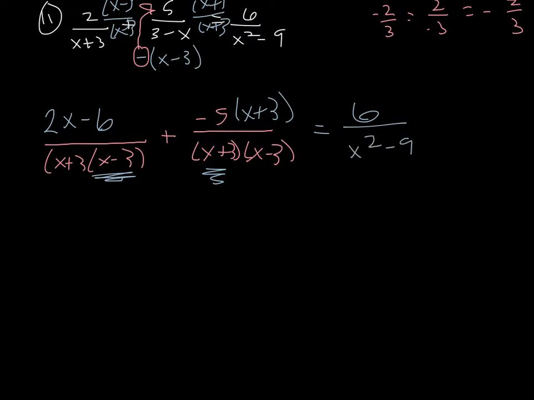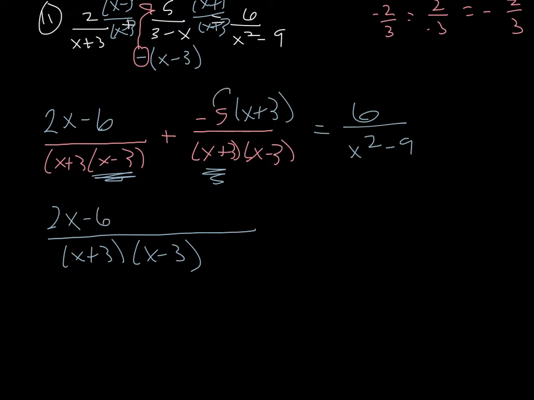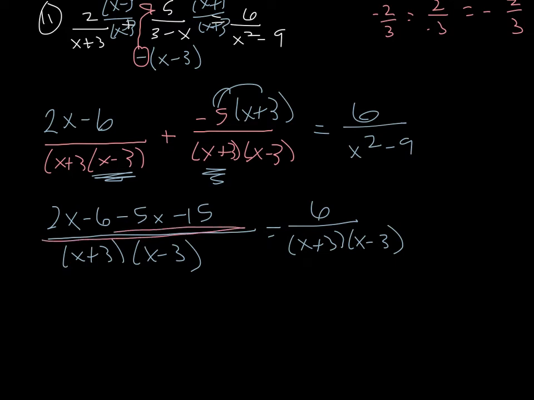So I can combine the left-hand side, and I have the x plus 3, x minus 3, and then I have my 2x minus 6, and then we distribute that negative 5, so that would be negative 5x minus 15. And over here I still have the 6 on top. I'm going to factor this bottom: plus 3, x minus 3, multiply to get negative 9, add together to get 0. And now I'm just going to get rid of this division, so I'm going to multiply by that over here.